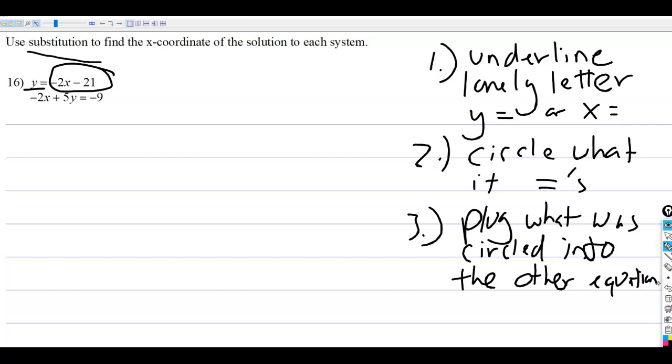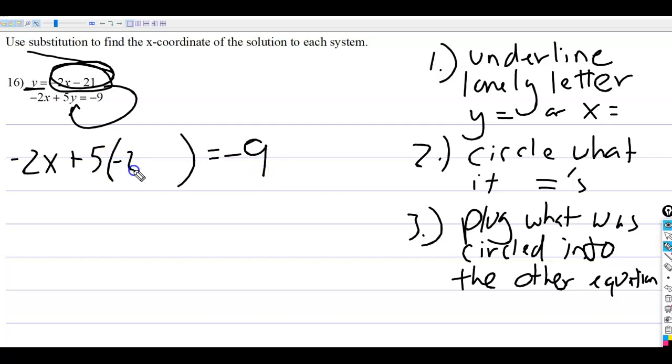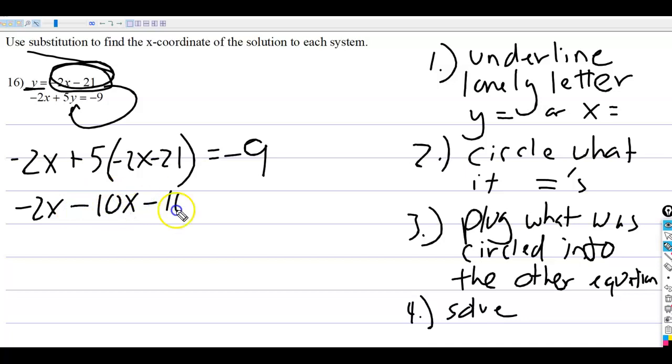Okay, so now since y equals negative 2x minus 21, I'm going to plug that in for the y in the other equation. I'm allowed to do that because that's what y equals. So I can replace y with whatever y equals. Just like that. From there, you're going to solve. So we start with distribution. Multiplying the 5 inside gives us the negative 10x minus 105.